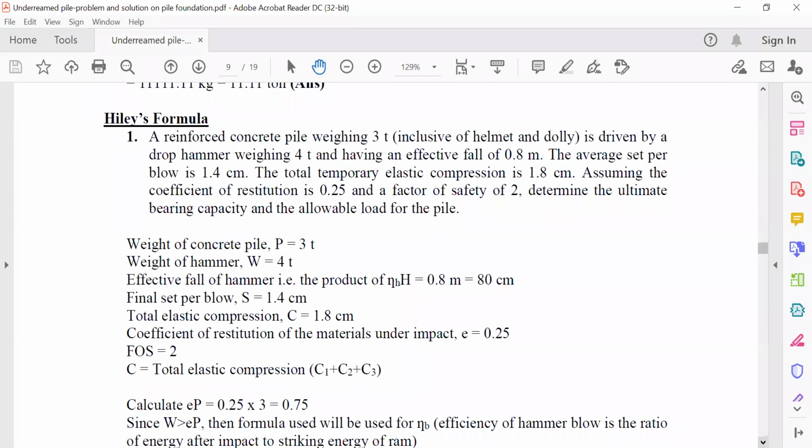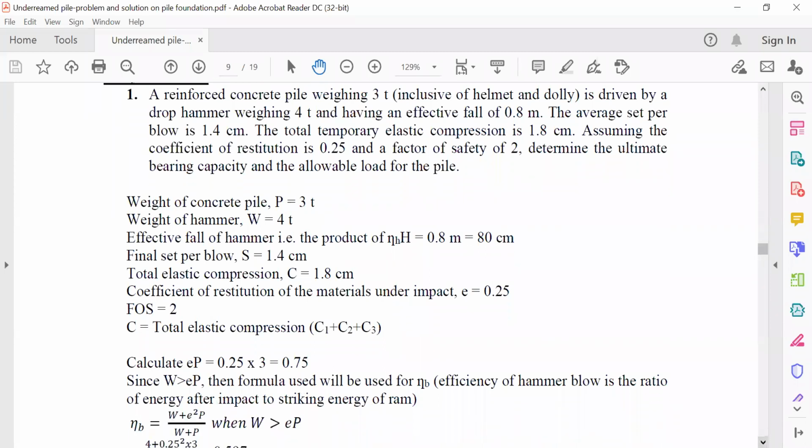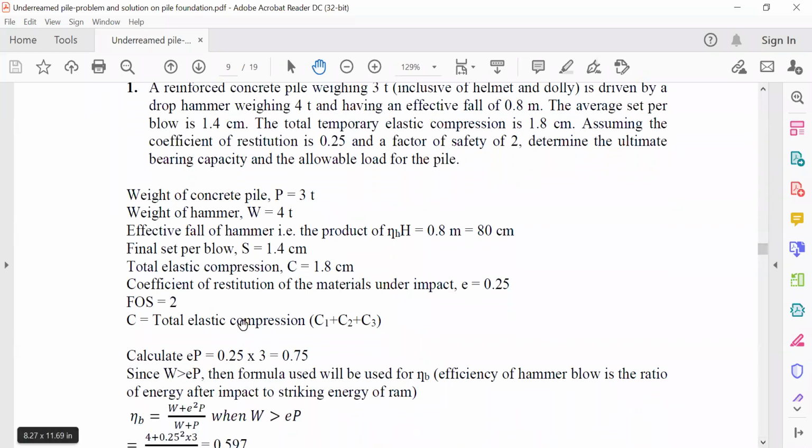So now we can see further what we have to do. I have already told you in the formula that if W is greater than EP, W is the weight of the hammer. If W EP से अगर बड़ा है तब हम कौन सा फार्मूला इस्तेमाल करेंगे? और W यदि EP से कम है तो कौन सा फार्मूला इस्तेमाल करेंगे? So you can see, calculate EP. EP you can multiply E into P, 0.75 is coming.